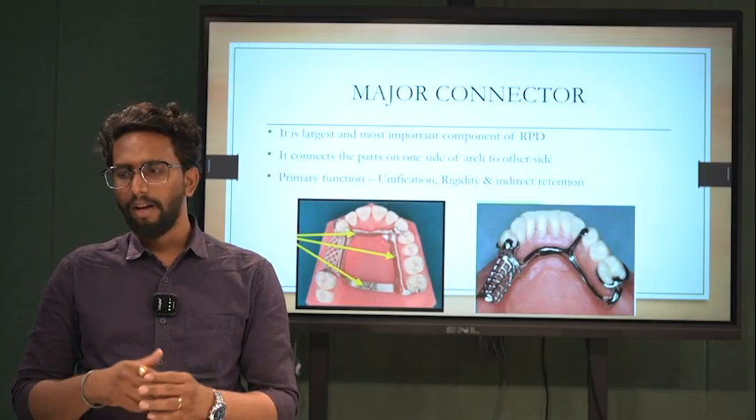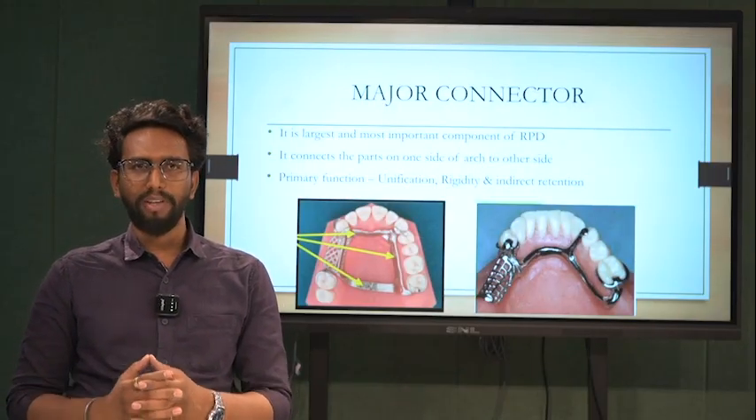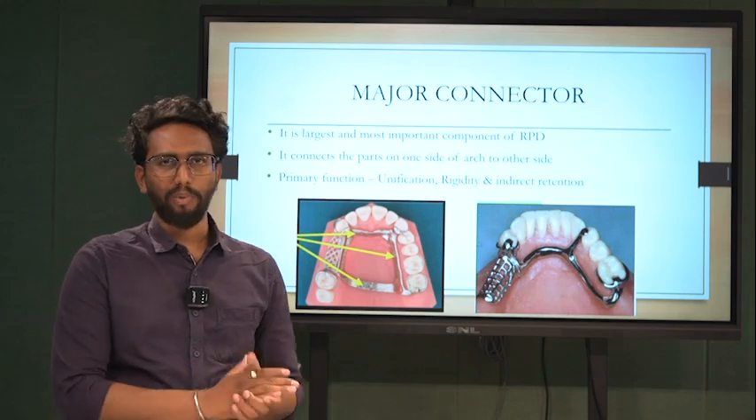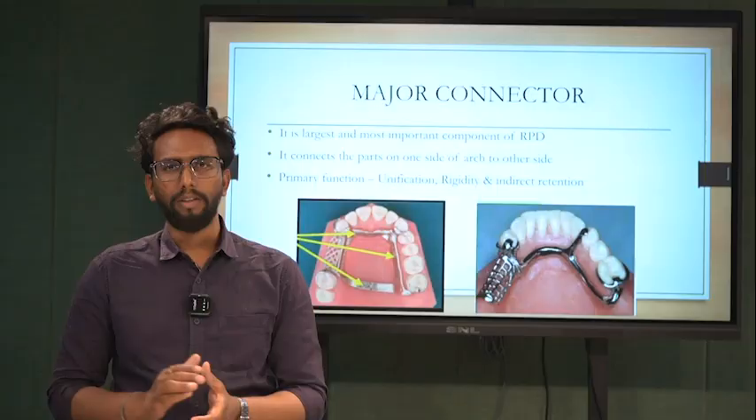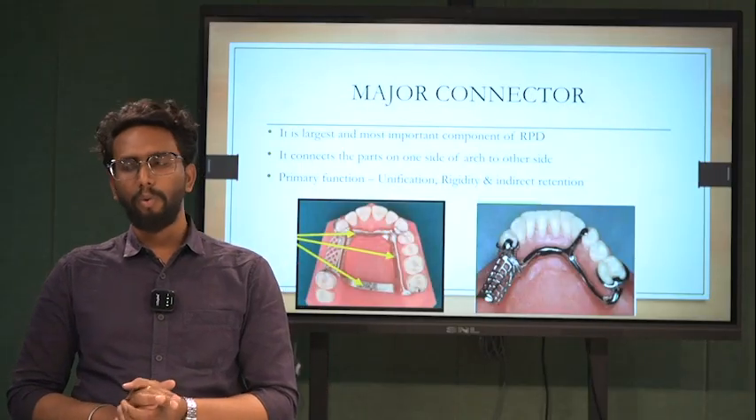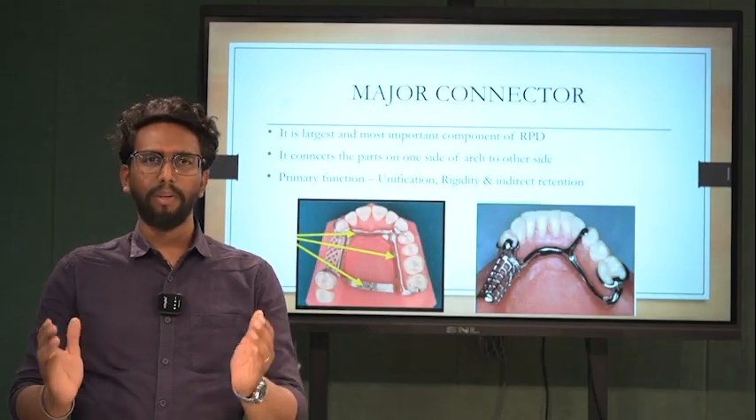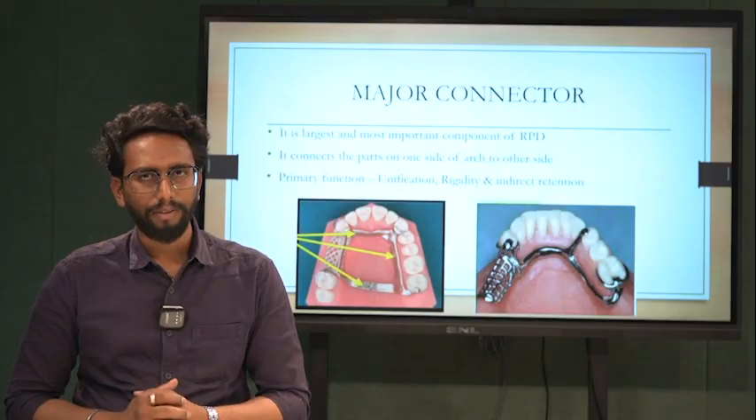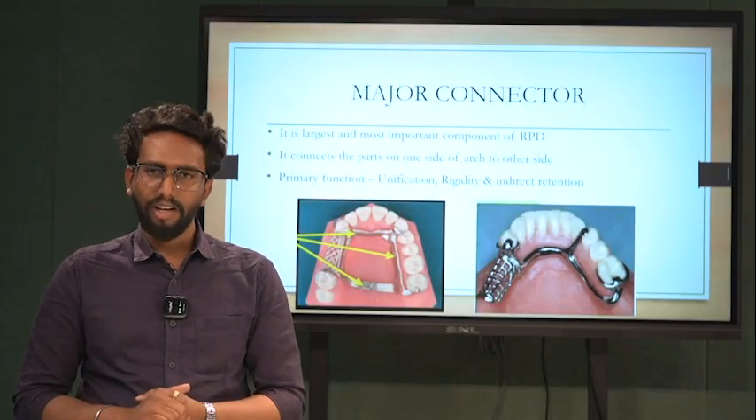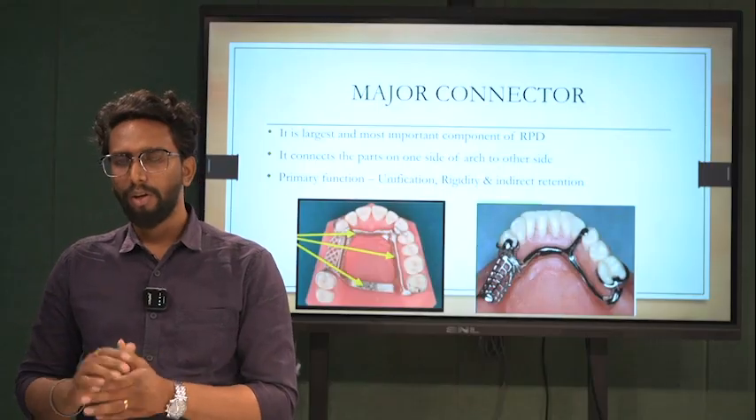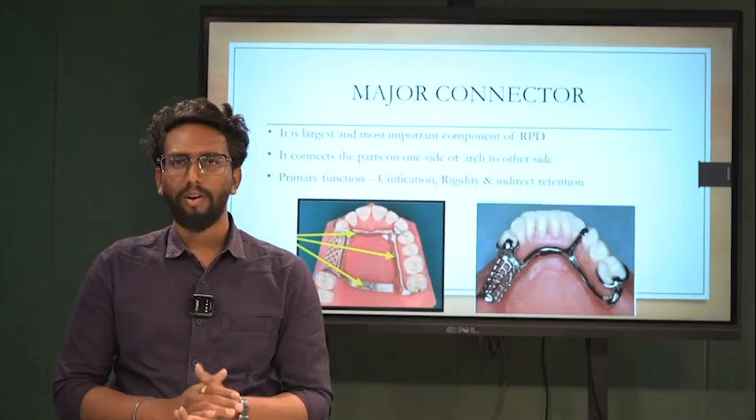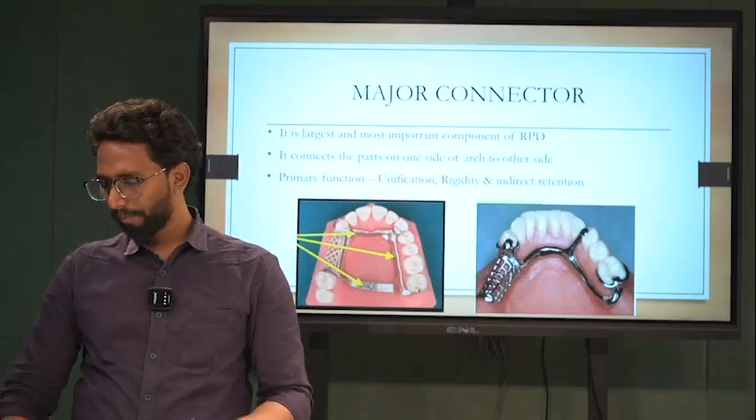It is the largest and most important component of the removable partial denture. It connects the different components from one side of the arch to the other side, and the primary function of this major connector is to provide unification in the removable partial denture, provide rigidity, and it also provides indirect retention to the prosthesis, or our cast partial denture.